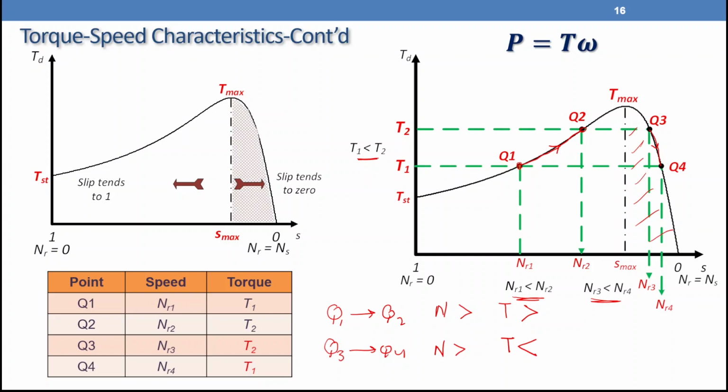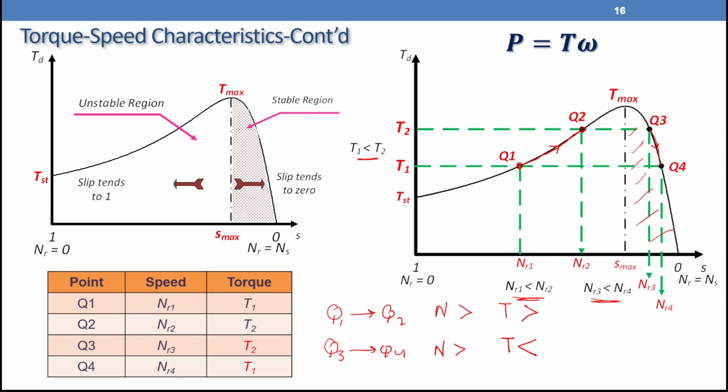So let's look here. The shaded area is a stable operation for the motor, and we have a stable region, and before the maximum point we have an unstable region. So the maximum torque separates the motor torque speed characteristics into two regions. One of them is an unstable region and another one is a stable region.